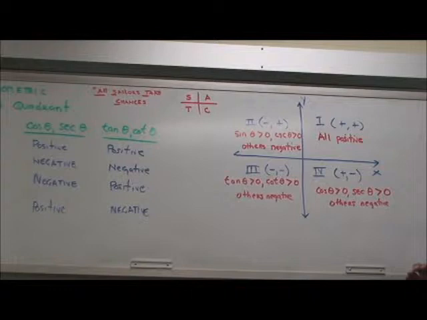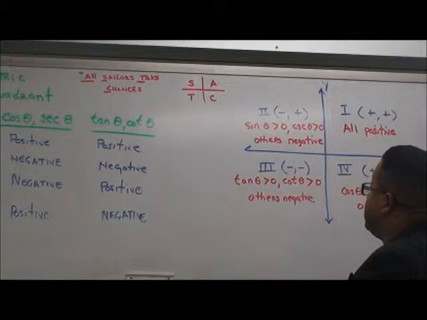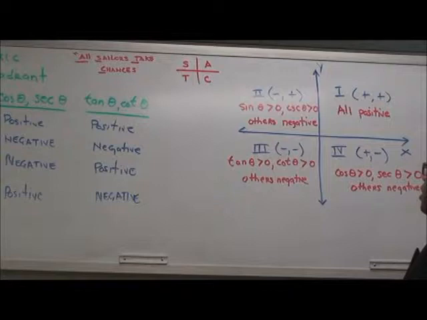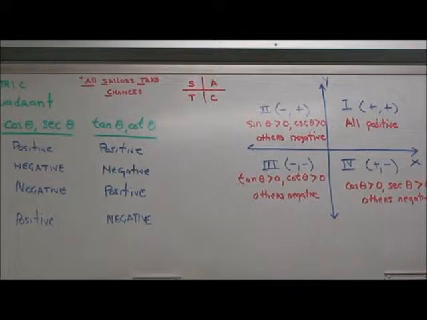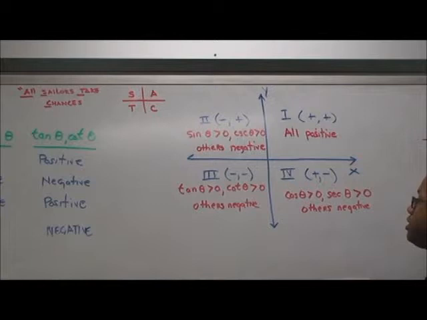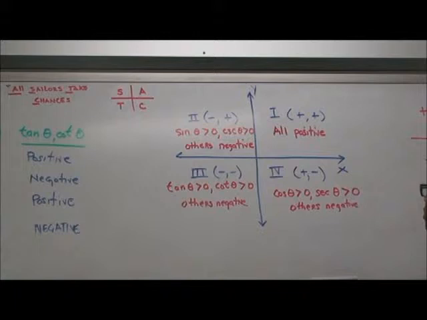As we continue on, we see in the third quadrant, tangent theta is greater than zero and cotangent theta is greater than zero, which means that these trigonometric functions will be positive, whereas all the other trigonometric functions will be negative. And as we go to the fourth quadrant, we see that cosine theta is greater than zero and secant theta is greater than zero. So all the other trigonometric functions are negative.